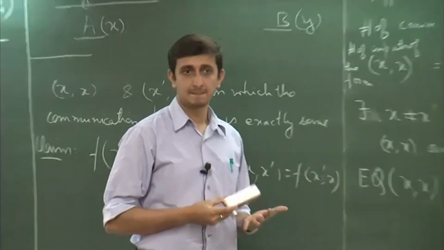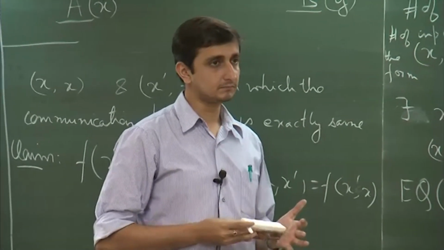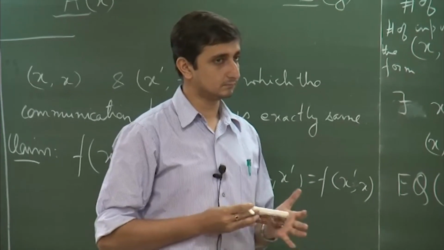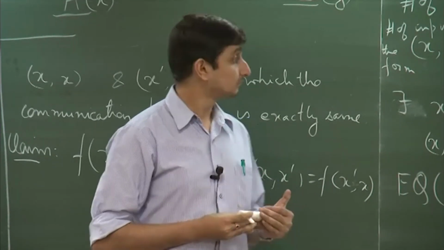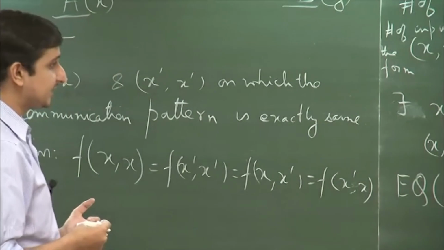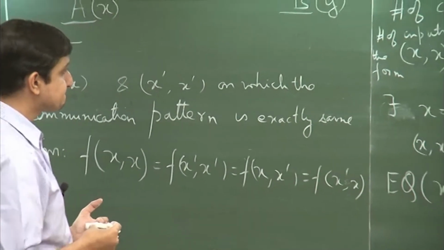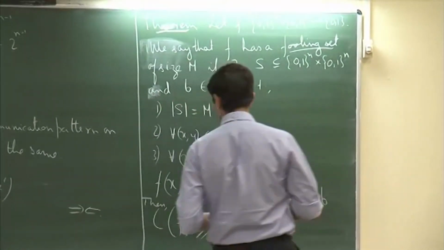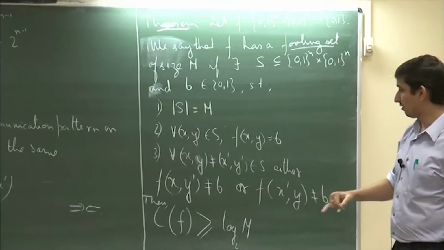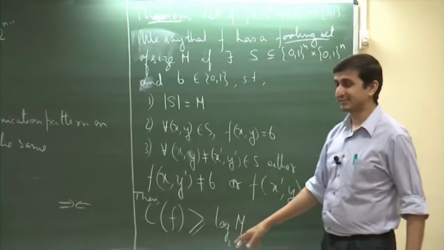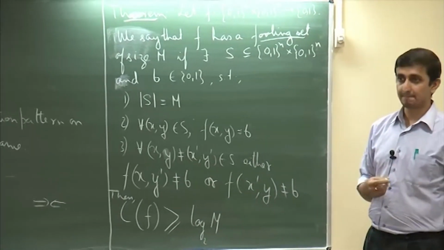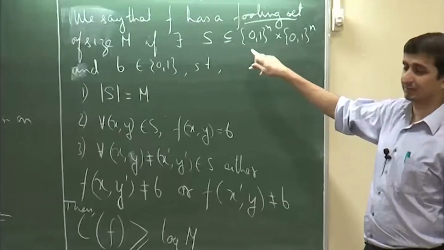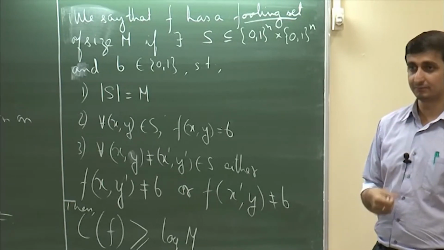Okay, any questions? What is I? Where do we have an I? Yeah, log to the base 2. Yeah, because we are dealing with binary alphabets.